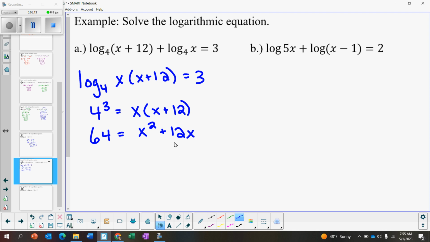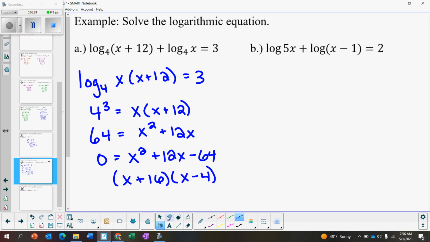And this is a quadratic, so I'm going to subtract 64. And I'm going to solve this by factoring. So I'm looking for what multiplies to negative 64 and adds to positive 12. That's x plus 16 and x minus 4. We're going to have x equals negative 16 and x equals 4. And we're not going to take the log of any negative number, so this is out. So our only answer here is x equals 4, right? x equals negative 16 was extraneous.